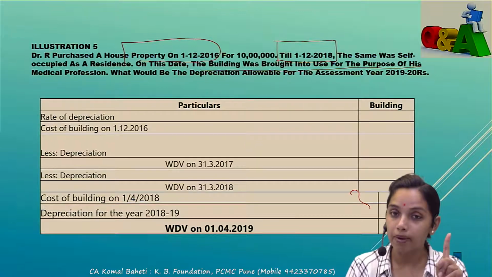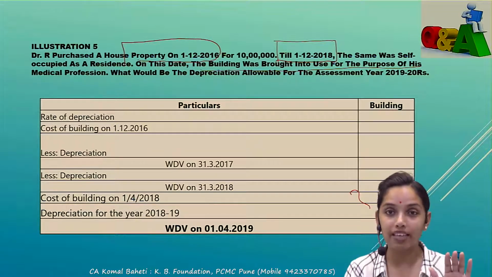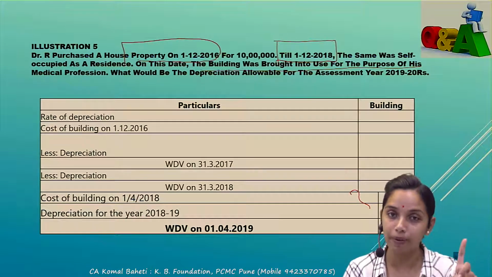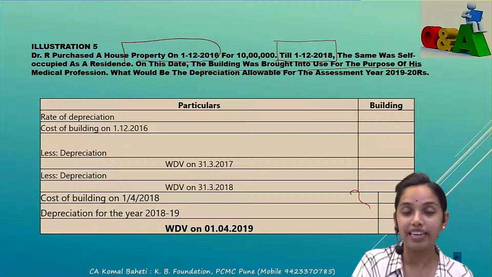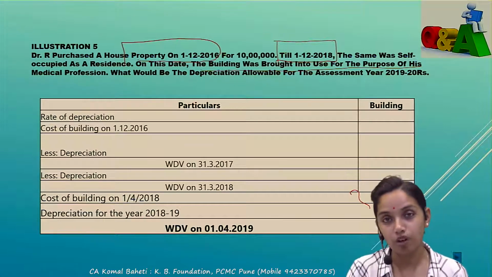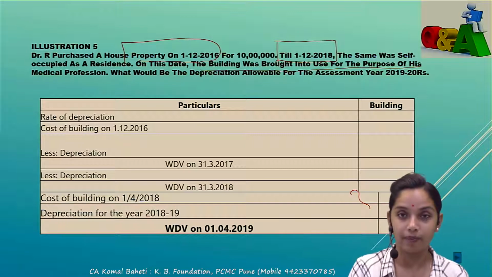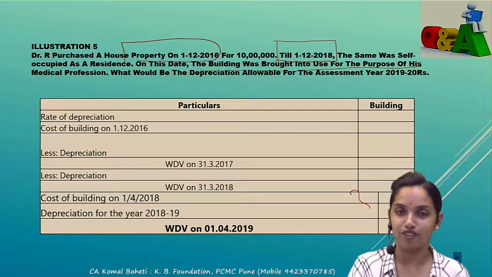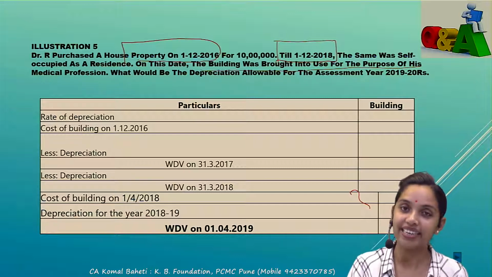Do remember, this clause is not applicable to any other asset. Explanation 5 is applicable only to the building. If instead of the building it were a motor car, then the cost of acquisition in the books of the profession would be 10 lakh only. But because this is a building, I will reduce the notional depreciation for 16-17 and 17-18.